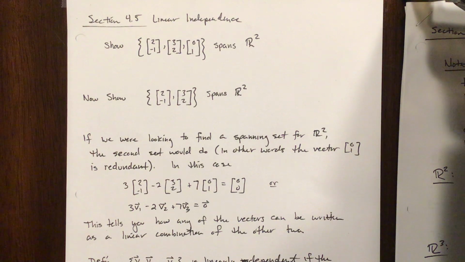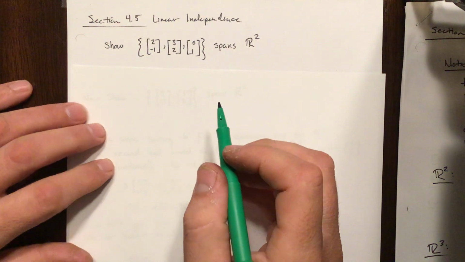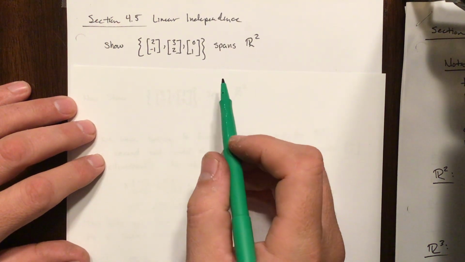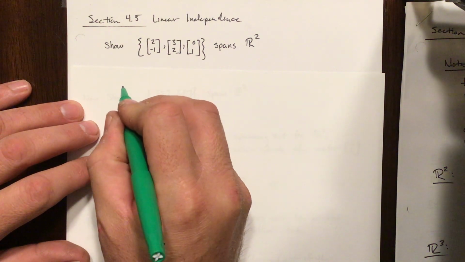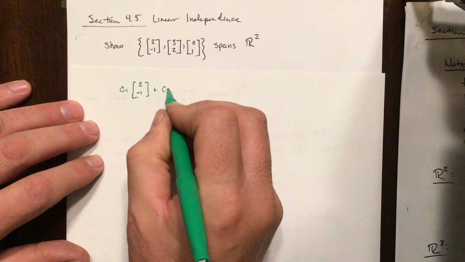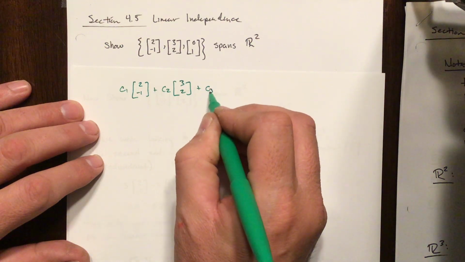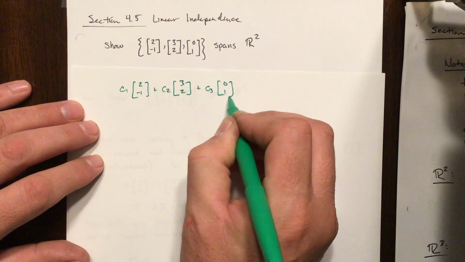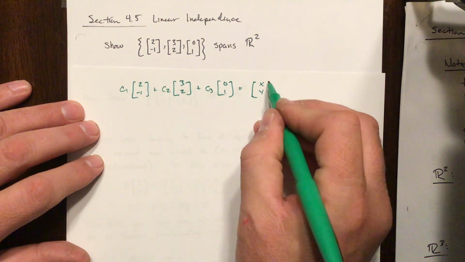Okay, our first example is going to show that the set of three vectors listed spans all of R2. That means we can write any vector in R2 as a linear combination of these three. So it'll look like c1 times (2, -1) plus c2 times (3, 2) plus c3 times (0, 1) is equal to any old generic vector in R2. So let's call it (x, y).